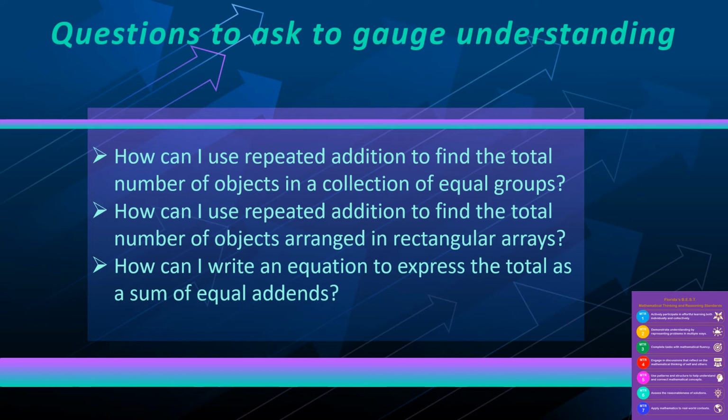As we visit classrooms, we can ask students questions to gauge their understanding of the current content. Here are some questions we can ask students. How can I use repeated addition to find the total number of objects in a collection of equal groups? How can I use repeated addition to find the total number of objects arranged in rectangular arrays? How can I write an equation to express the total as a sum of equal addends? Additional questions can be found on mathsparks.com, which can be found by clicking on the benchmark link on the Year at a Glance.